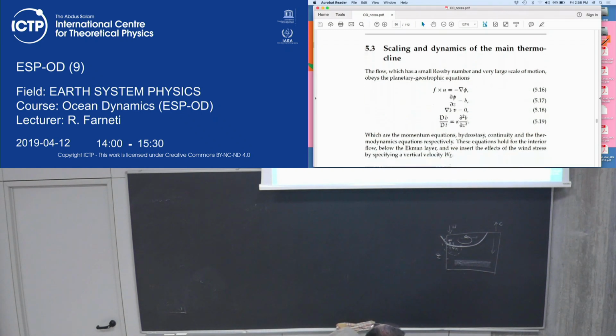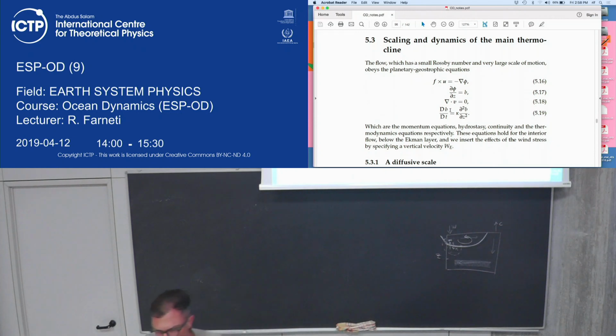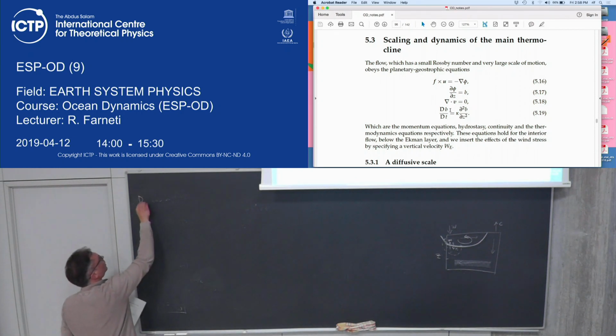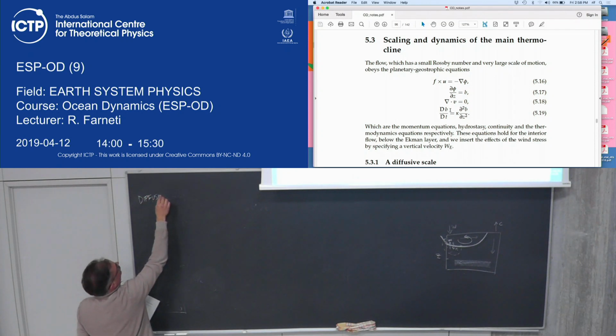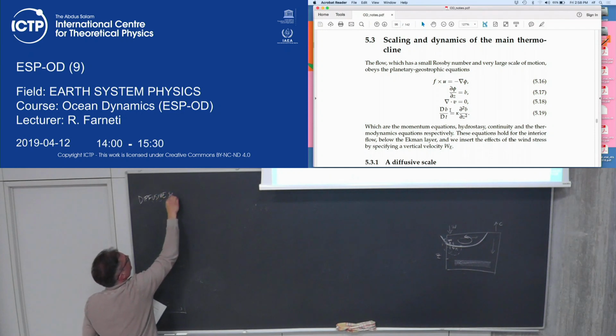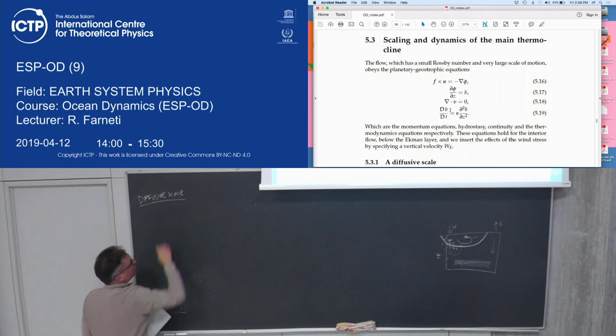So what we're going to do is use the planetary geostrophic equations, which are those ones. Okay, we've seen them before. You have the momentum equations, you have hydrostatic balance, the second one, you have continuity, and then the thermodynamic equation. And now we're going to look at first a diffusive scale and then an advective scale. Diffusive. And the difference here is that we're going to have information for the vertical velocity.